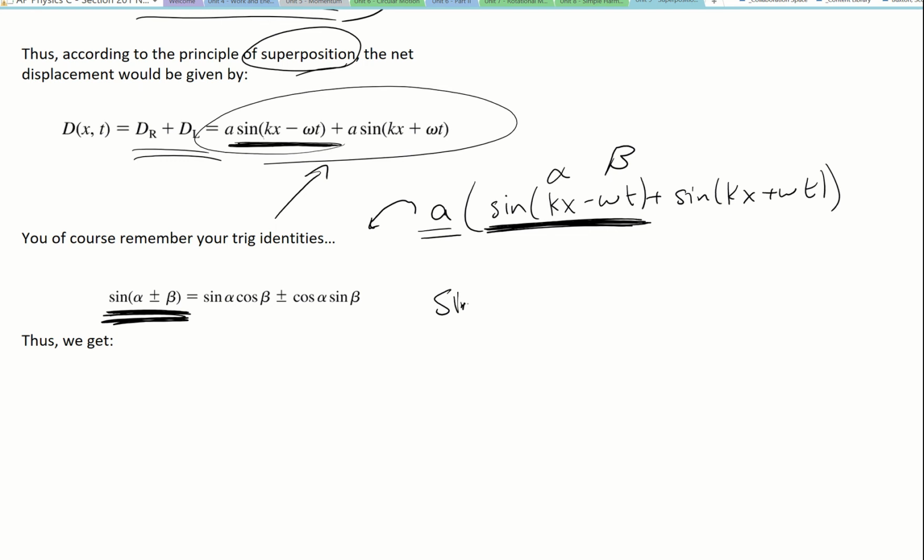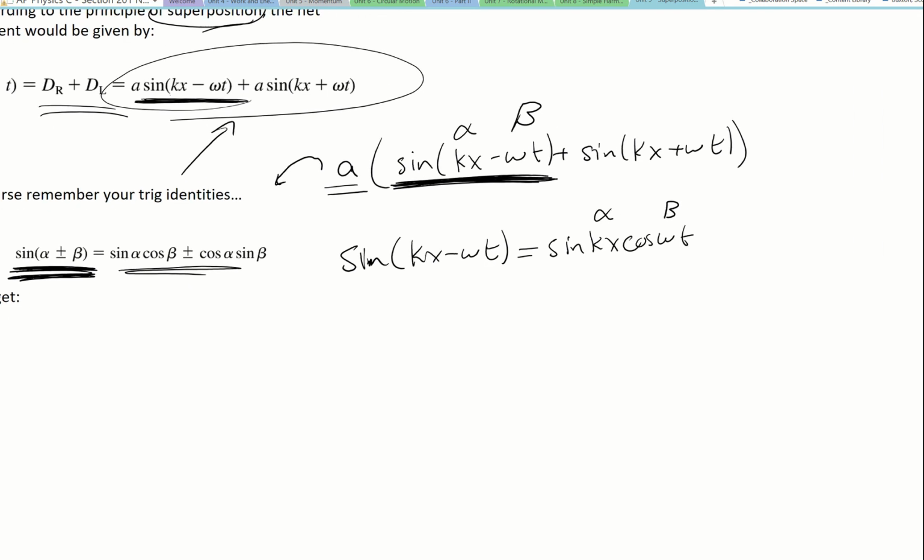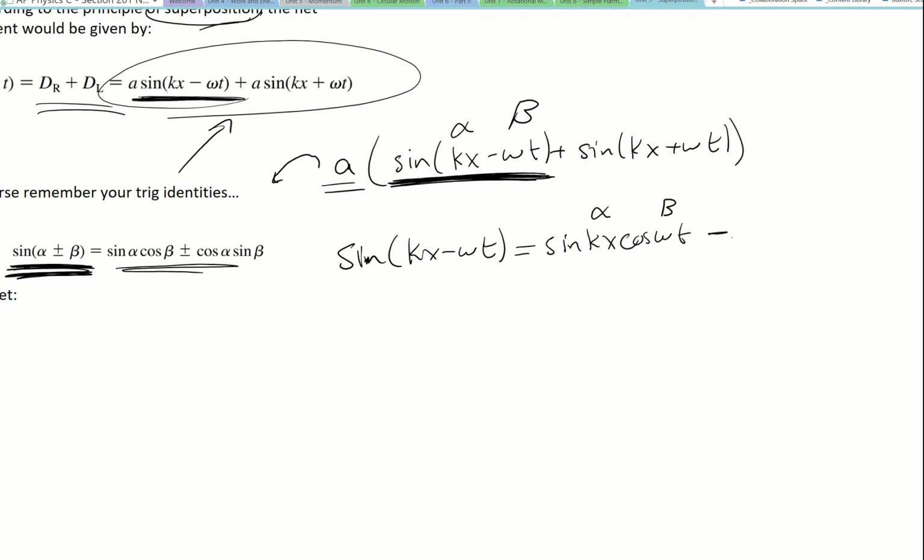So sine of kx minus omega t, if I follow this rule, would break up as sine of kx times cosine of omega t, because here's my alpha, here's my beta. And since it's a minus, it would be minus cosine of kx times sine of omega t. Notice we took this single sine function and expanded it into those two separate functions, which I know makes it look worse at first.